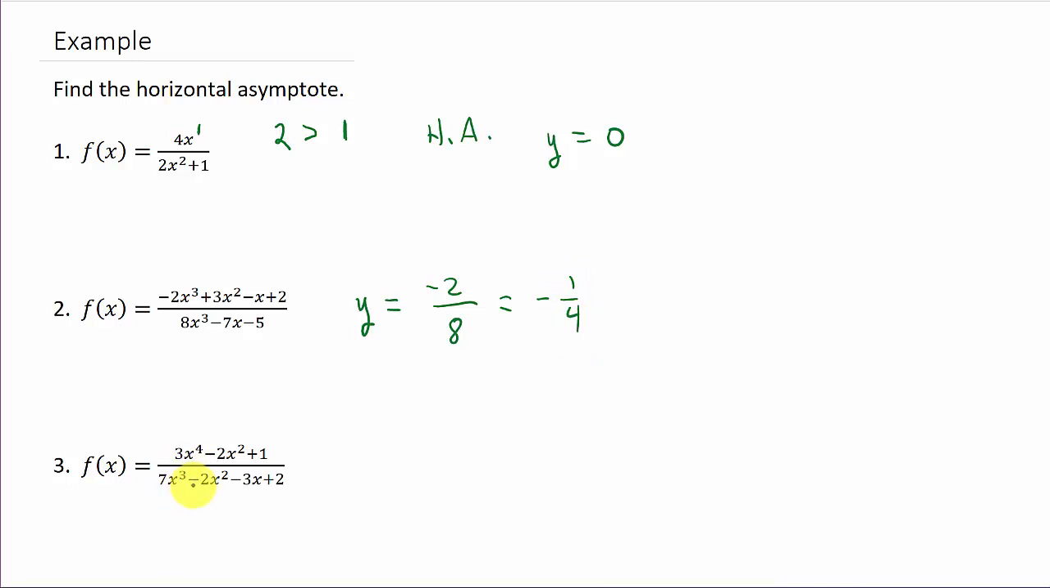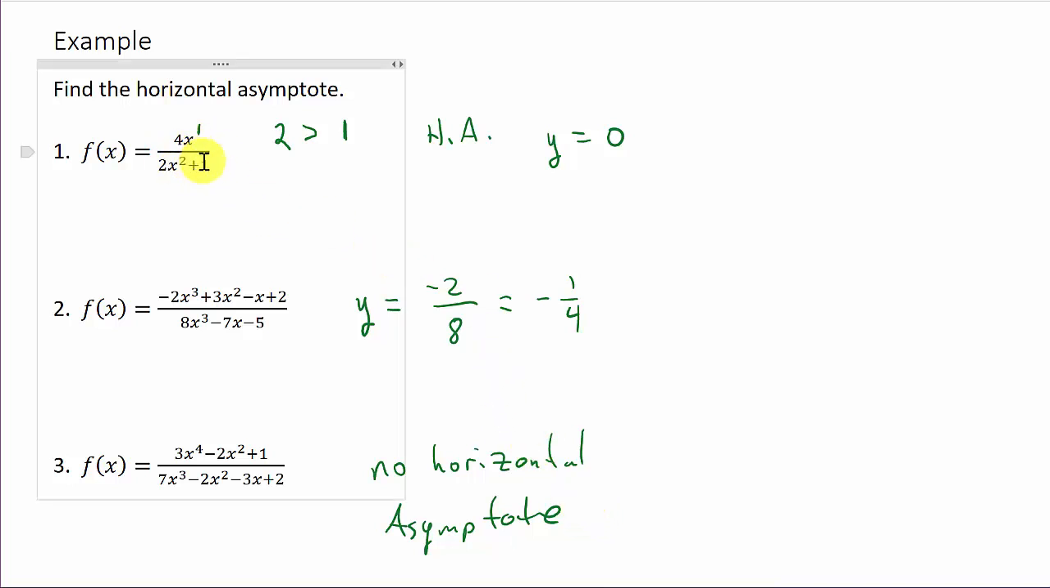And then let's look at the last one. The largest exponent in the numerator is larger than the largest exponent in the denominator. Since that's the case, that means there is no horizontal asymptote. Okay, so that's how you find your horizontal asymptotes.